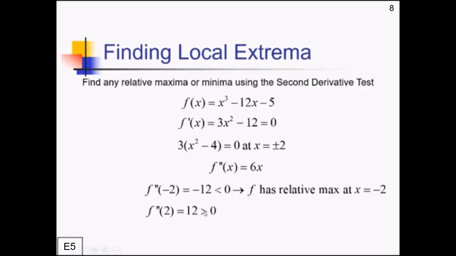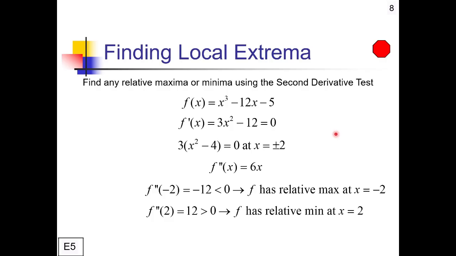In this case, since we're concave up, we're at the bottom of a cup, so that means f has a relative min at x equals 2. And with that, we're all set with this one.